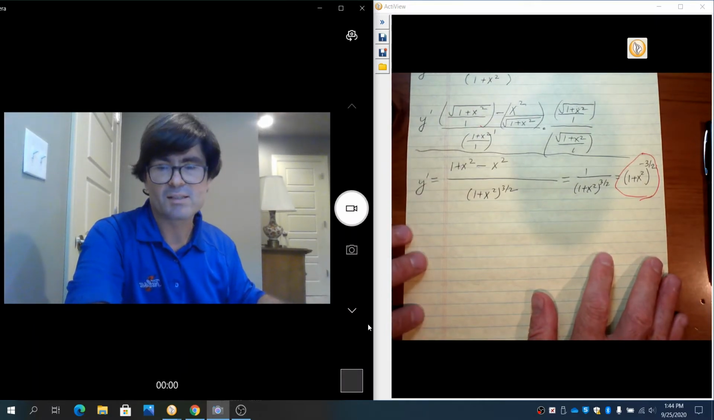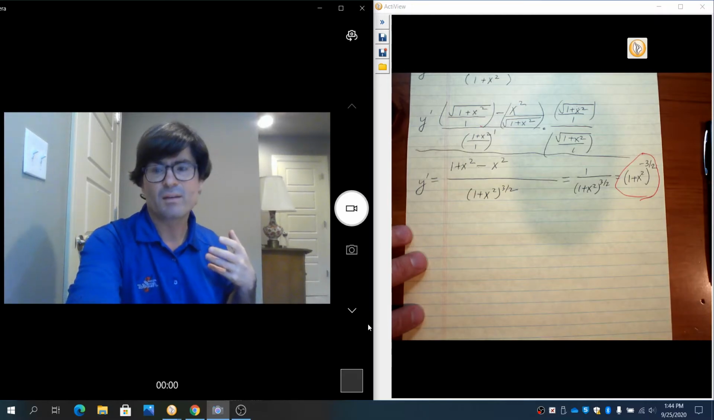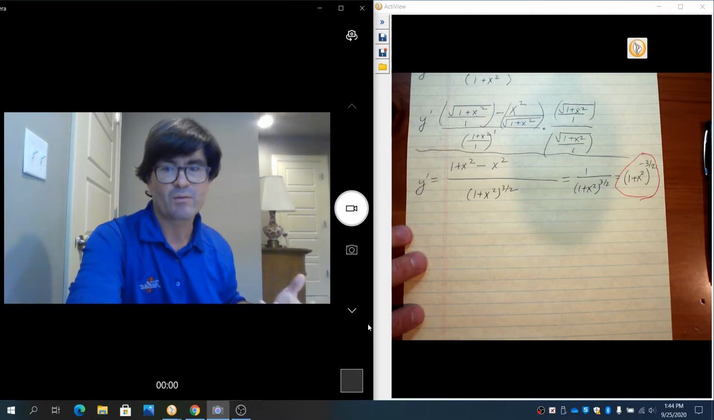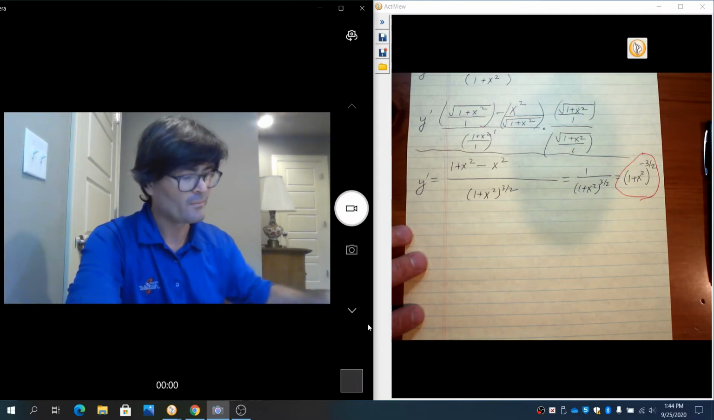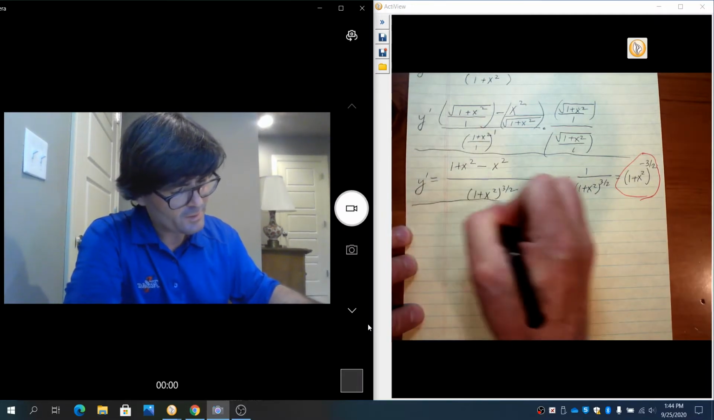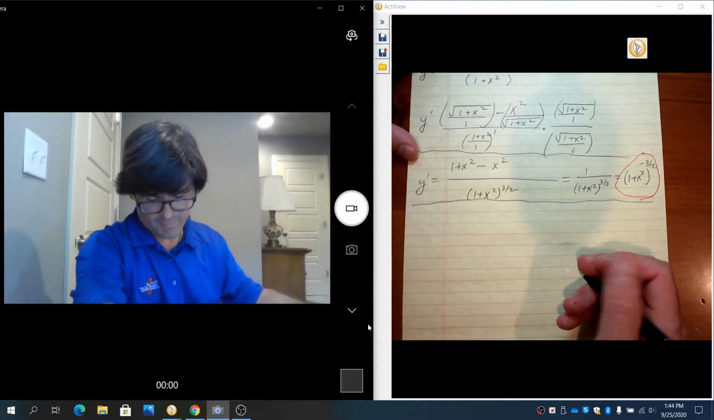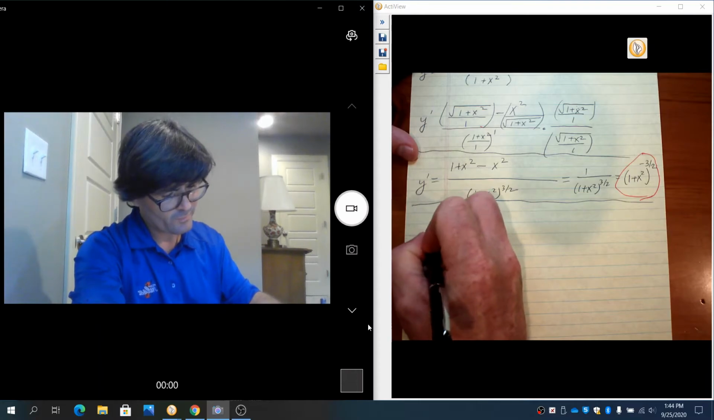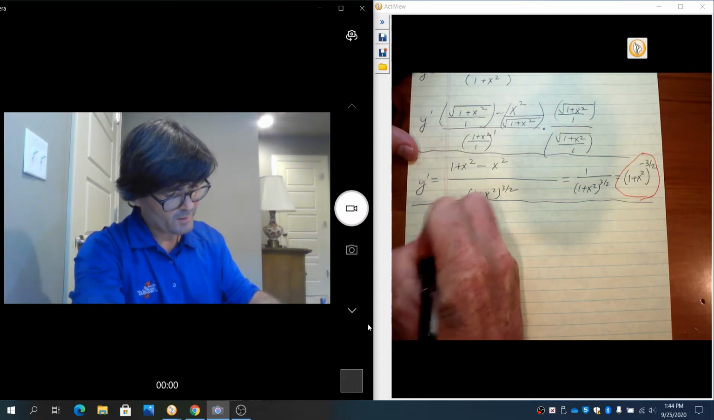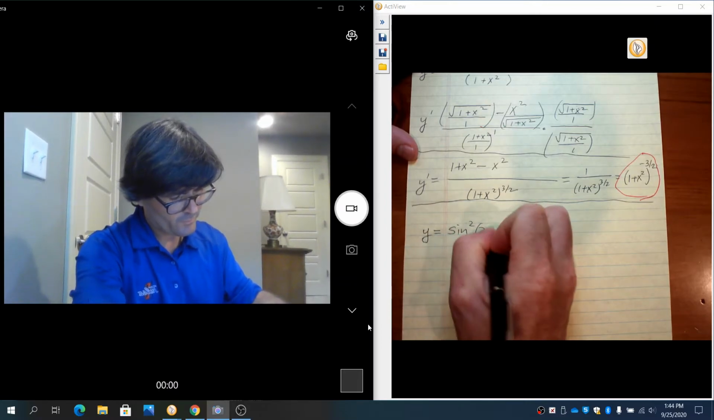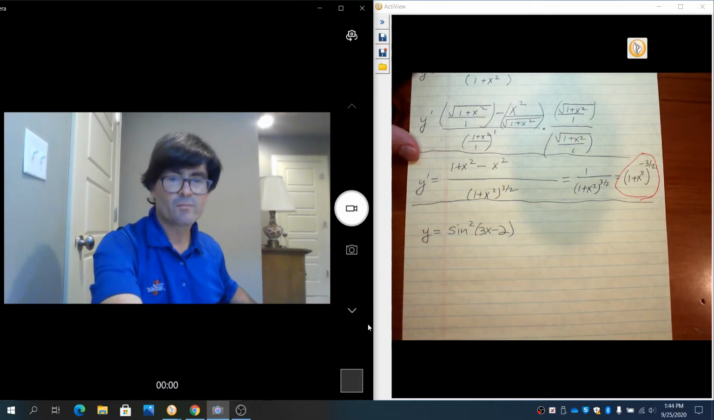On the AP test, especially when you look at multiple choice questions, sometimes the multiple choice answers are simplified in a way you're not expecting. Okay, let's go to the nested chain rules. Let's try y equals sine squared 3x minus 2.